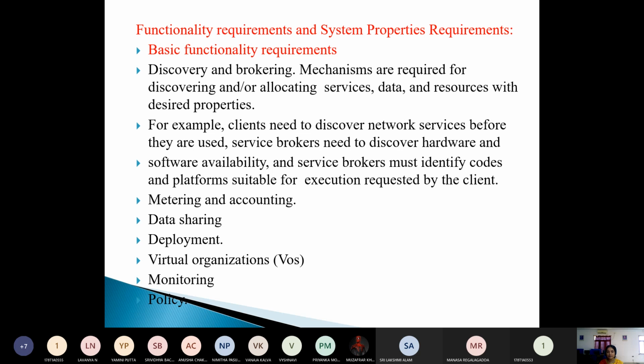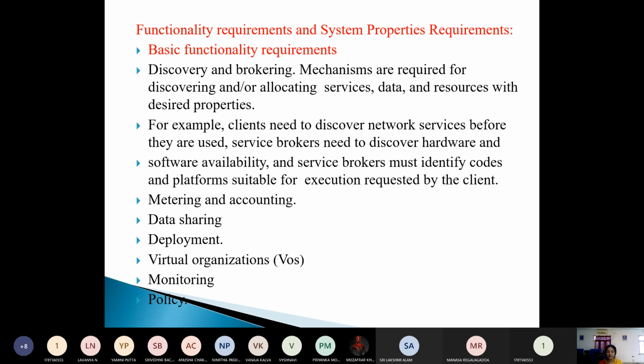Metering and accounting. What is meant by metering and accounting? Metering records the usage and duration, both device and license. And accounting audits the usage based on metering. So this is called metering and accounting. Next, data sharing. It manages the data, archives data in cache, and handles data consistency for indexing metadata. So this is called data sharing.